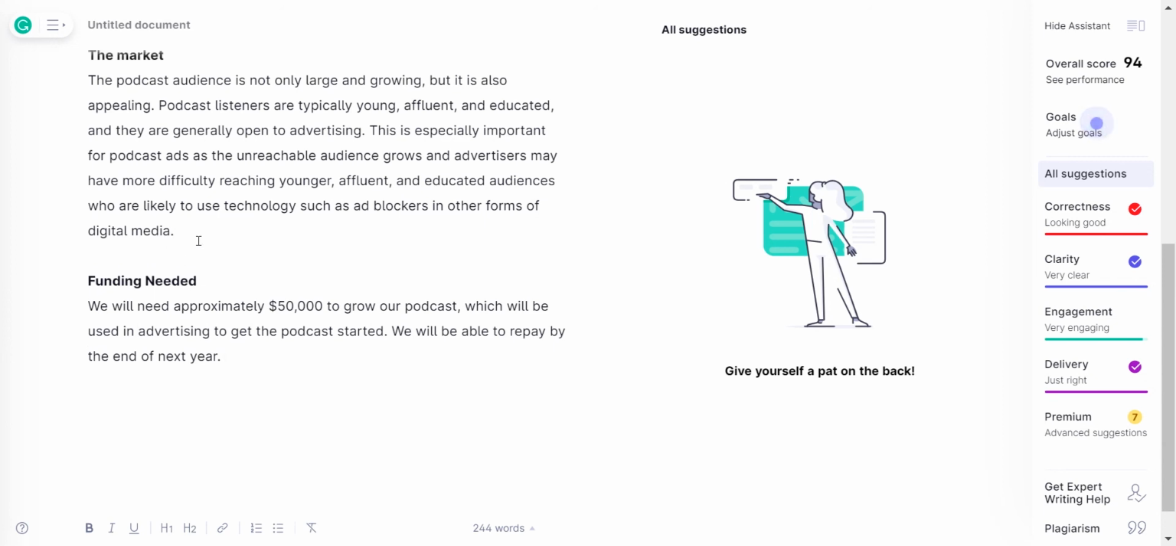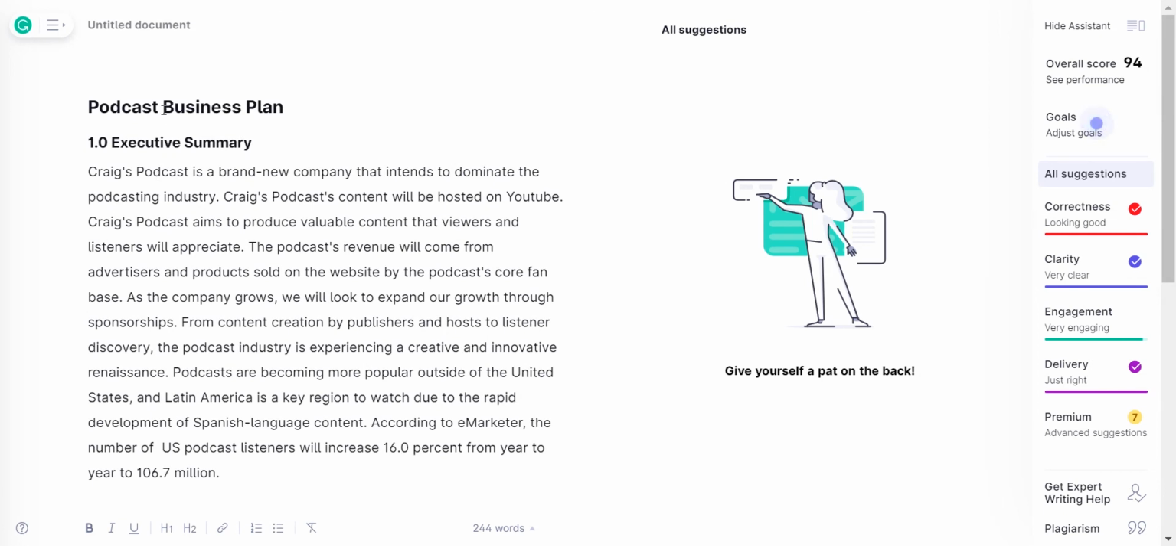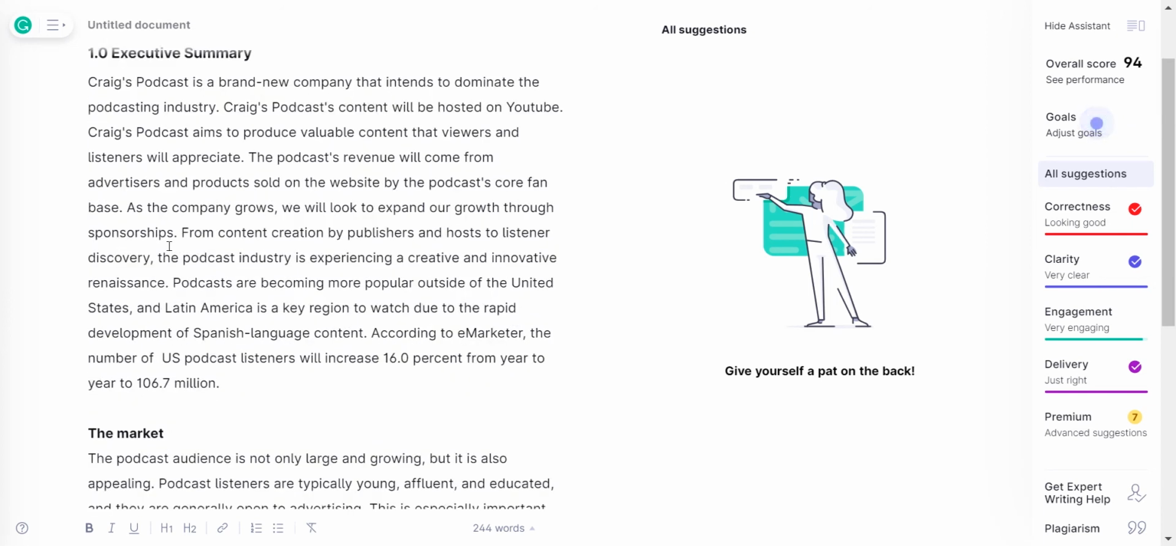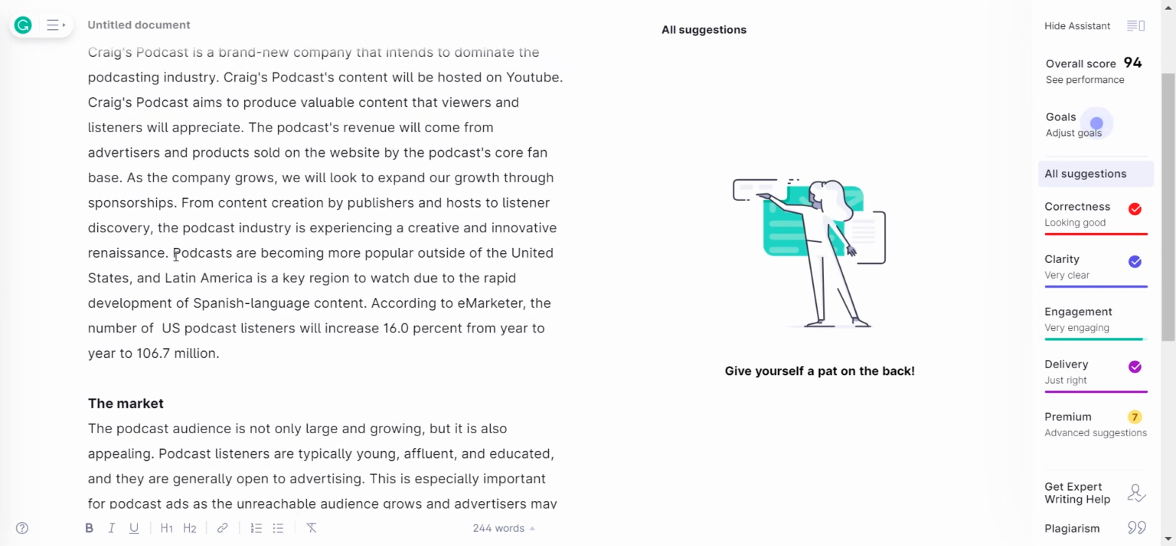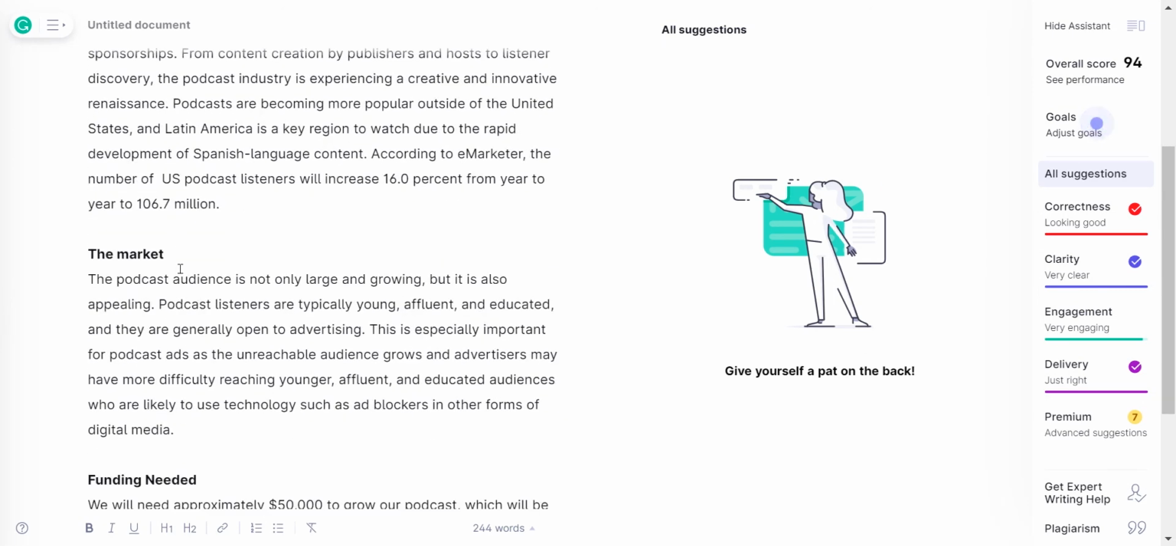Now, as you can see here, this is basically our podcast business plan. Very short, very simple. You can make it as complex as you want. We just made up a podcast name called Craig's Podcast on the spot. We're basically saying that it's a brand new company with the intentions of dominating the podcast industry. We're explaining a little bit about the market by letting the investor, or the reader, know that it's a new kind of industry that's growing rapidly.